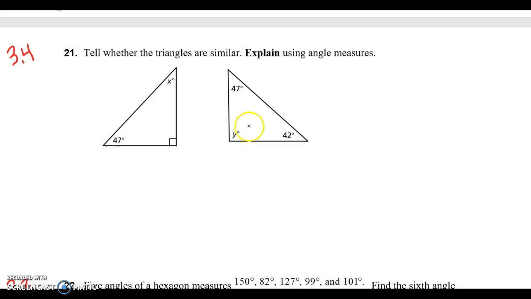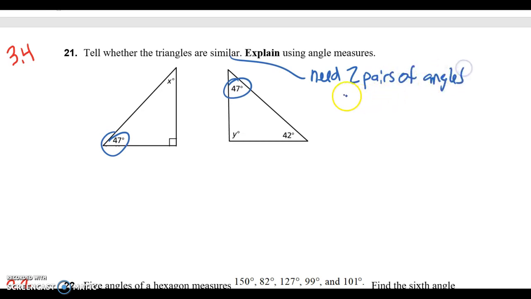Explain. All right, so I see one pair. For them to be similar, we need 2 pairs of angles that are congruent. Congruent means equal. Okay, so I see one pair right here. 47 matches up with 47.